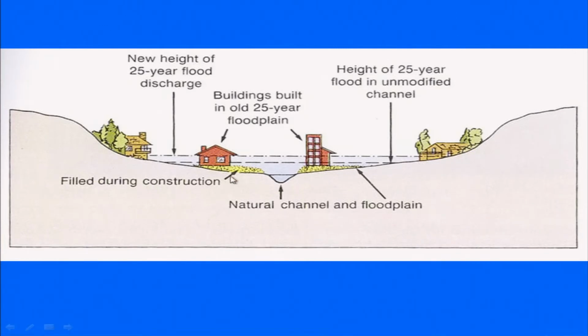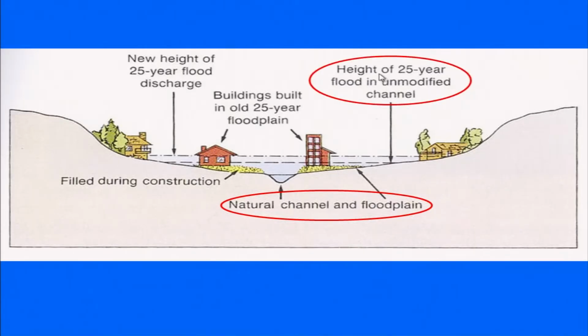What usually we do in most of the cities, even in India, is that you find reclaimed areas. So, areas have been filled. That means the floodplains have been filled artificially, and that land or area has been used for construction. So, this is the natural channel and the adjacent floodplain. The height of a 25 years flood in an unmodified channel.